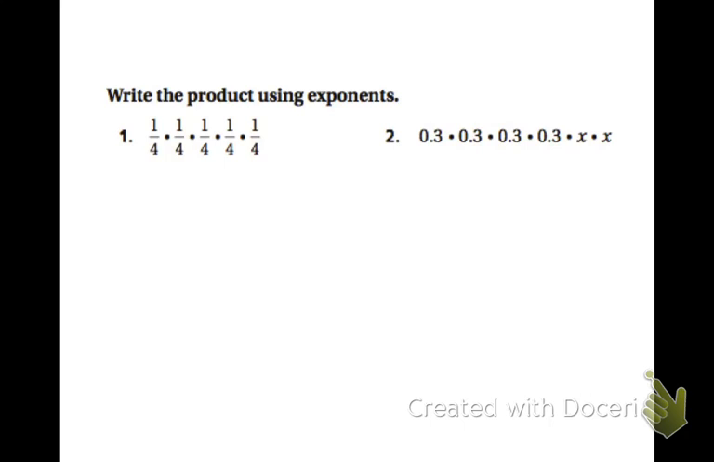So let's try some of these. We want to write the product using exponents. Since 1/4 is the factor and it is repeated 5 times, use parentheses so that you can show the whole fraction 1/4 as the base. If you neglect to put the parentheses, it could inaccurately look like the numerator is the only one raised to the exponent. For number 2, you have a decimal, 0.3, that is repeated 4 times, and a factor of x that is repeated 2 times.